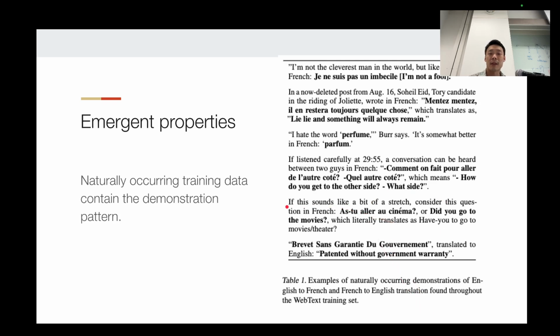Okay? If this sounds a bit of a stretch, consider this question in French. "As-tu allé au cinéma?" Or "Did you go to the movies?" So this training data kind of shows the language model how to translate from English to French, which is interesting.